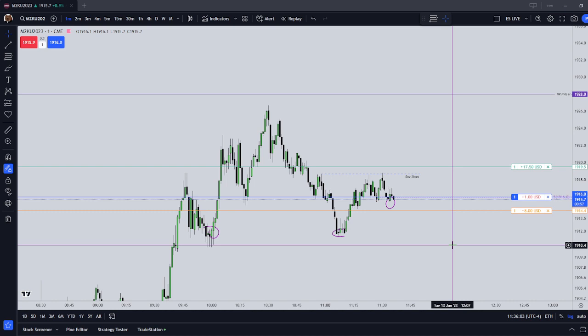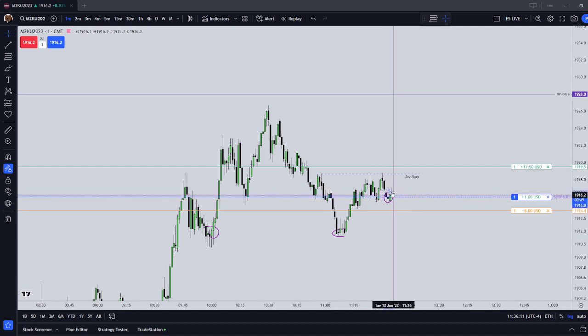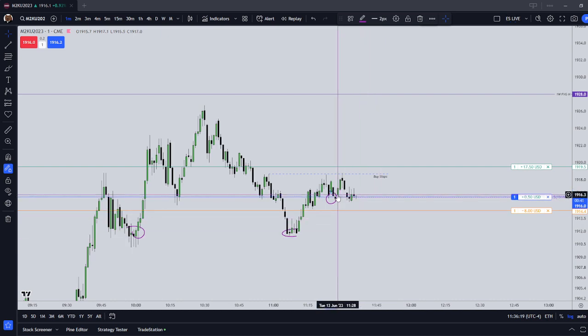Okay, so price is now deciding whether it wants to... I think this is just a little bit of accumulation here because we have this signature and then also this signature. I'm just calling these order blocks, they're tiny. I'm just calling them, they're all algorithmic signatures.